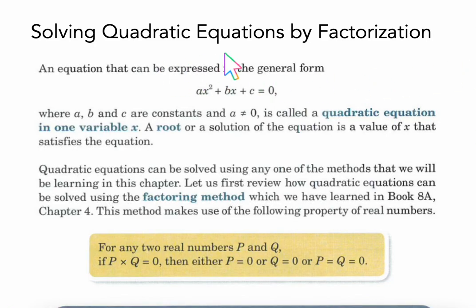Hi everyone, today we're talking about how to solve quadratic equations by factorization. You might remember from before that an equation could be expressed in this format: ax squared plus bx plus c equals 0. And when that is true, a, b, and c are constants, they're numbers that don't equal 0, or else it would make that whole term disappear, right? And it is called a quadratic equation.